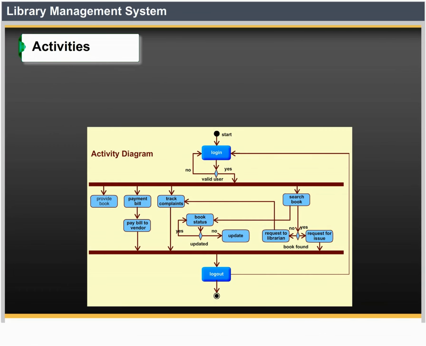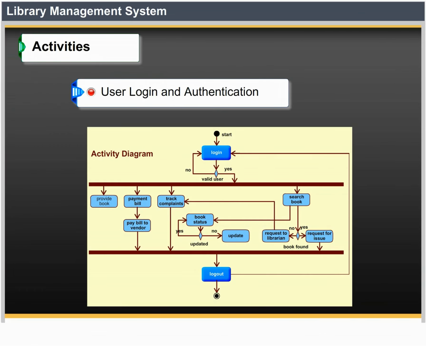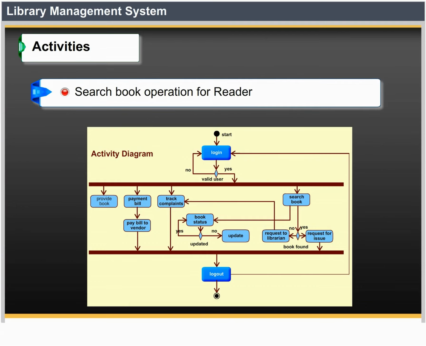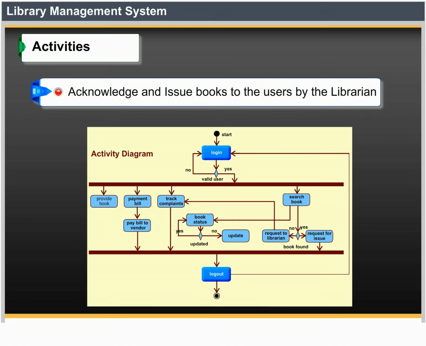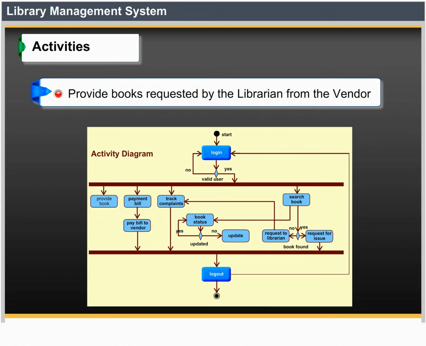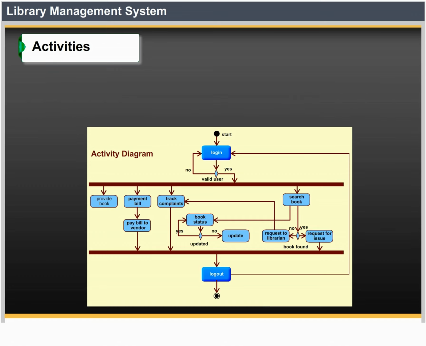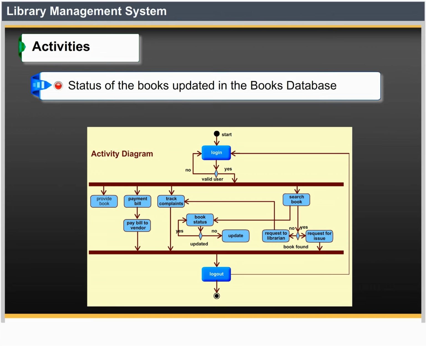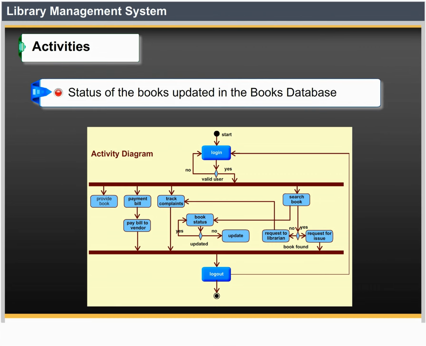Activity diagram. Activities. User login and authentication. Search book operation for reader. Acknowledge and issue books to the users by the librarian. Provide books requested by the librarian from the vendor. Bill payment from the librarian to the vendor. Status of the books updated in the books database.